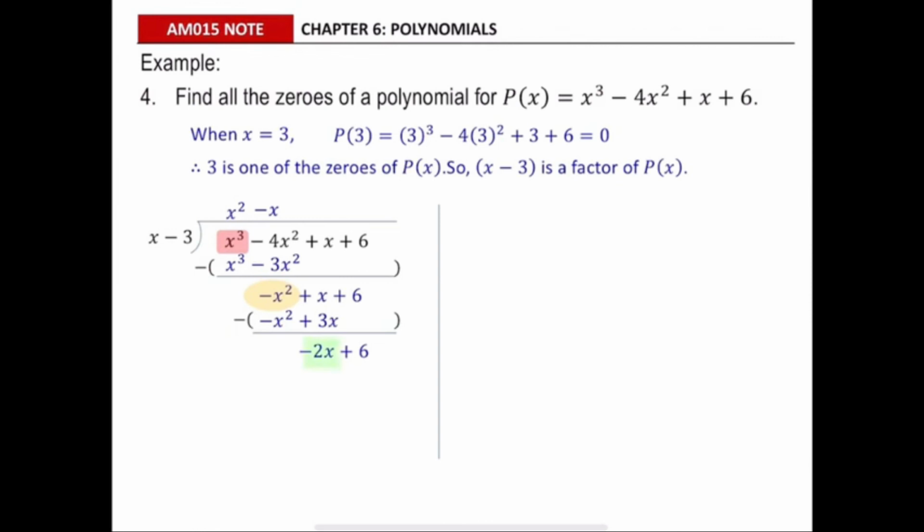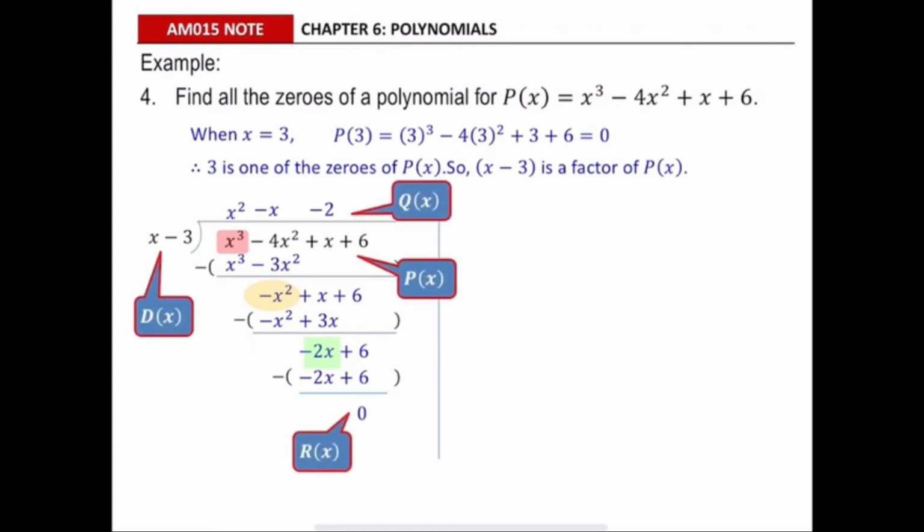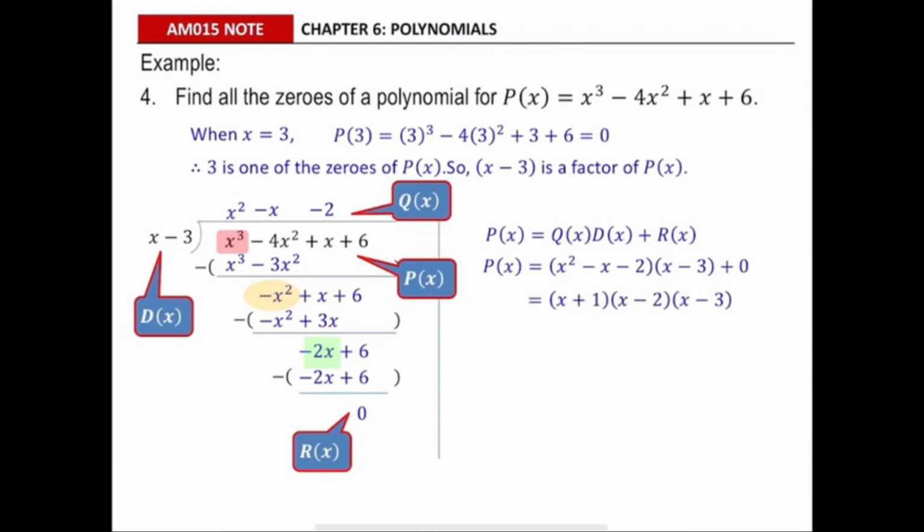Negative 2x can be divided by x, which equals negative 2. Then multiply negative 2 with the divisor, we get negative 2x plus 6, which then equals 0 after subtraction. Now substitute all of these expressions into this equation and then factorize completely. From this factorization, we can conclude that the zeros are negative 1, 2, and 3.